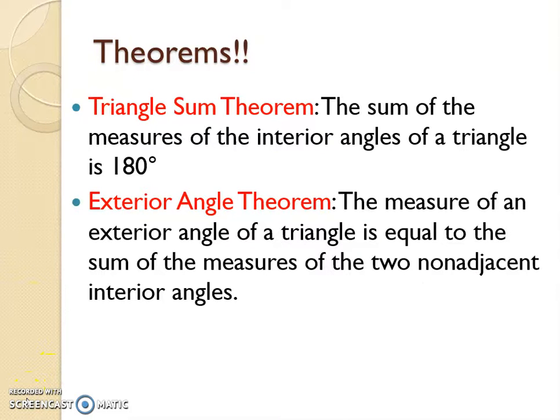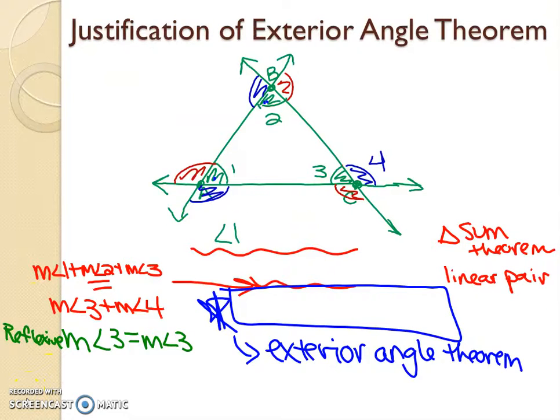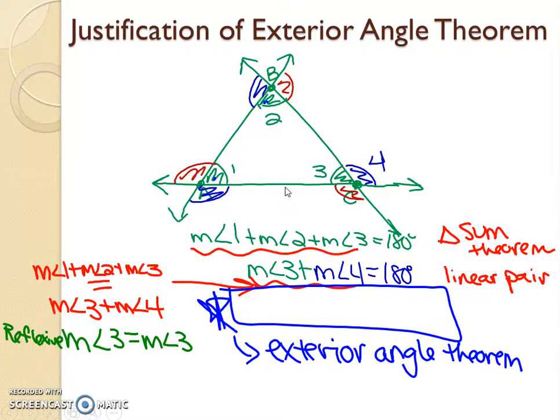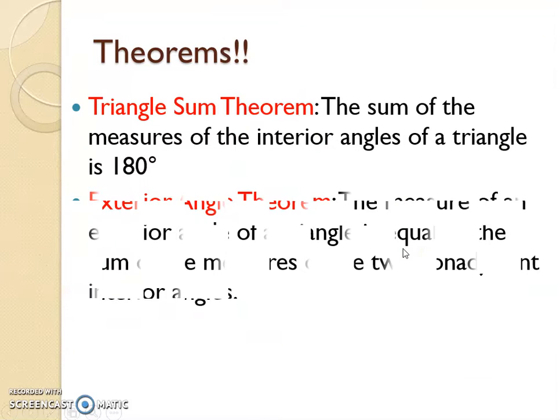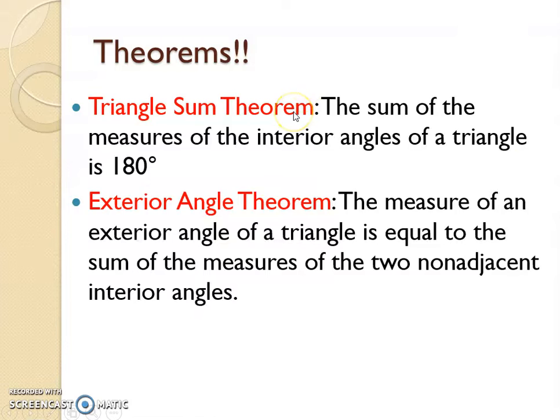So I'm going to explain that on the next diagram. The justification for the exterior angle theorem is this: when you have a triangle like this, you have angles 1, 2, 3, which are interior angles, and anything outside of those is an exterior angle, okay? So if I add angles 1, 2, 3 inside, those are 180.